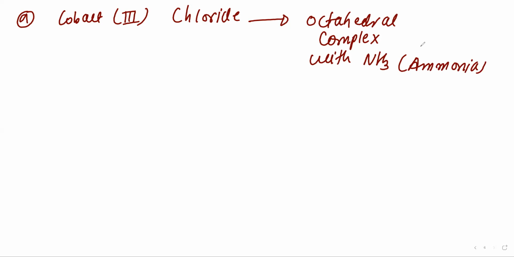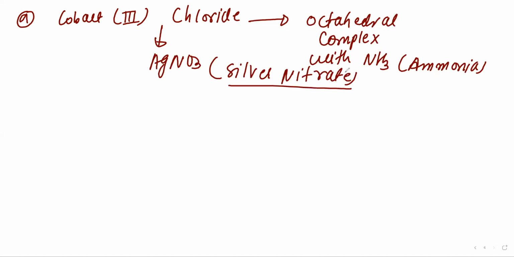So you have to find which will not react with silver nitrate. Silver nitrate is AgNO3. It was asked in the 2015 cancelled paper. So see the explanation. I will draw the structure for cobalt chloride. It will be Co(NH3)3Cl3. This does not ionize, so it doesn't give the test for chloride ion.